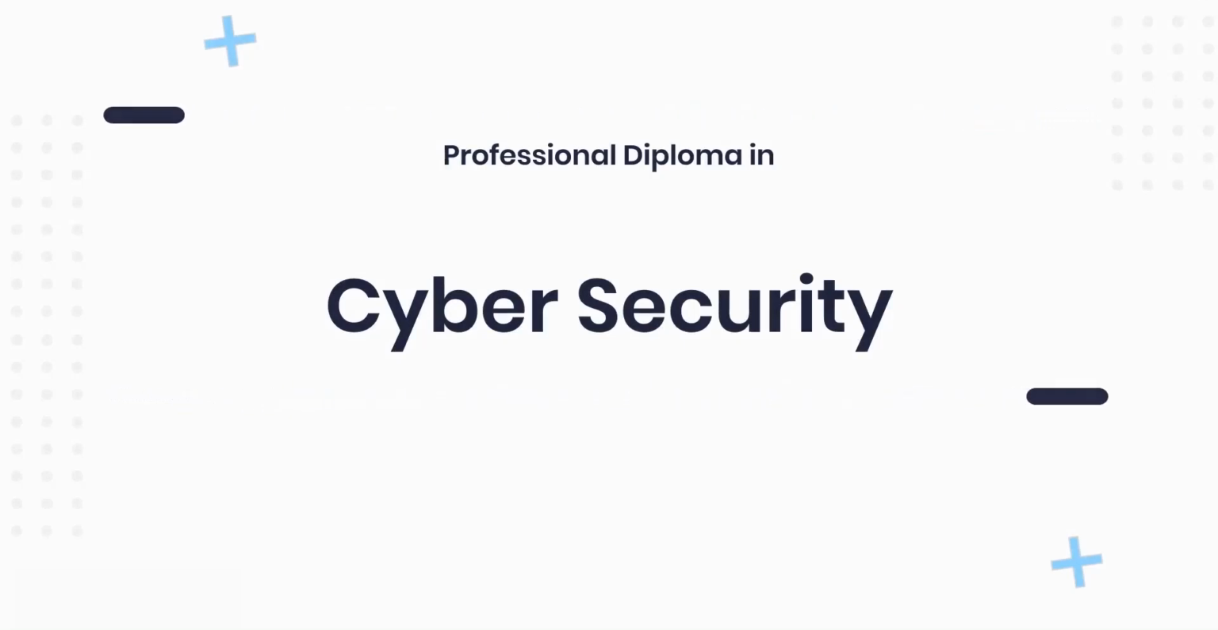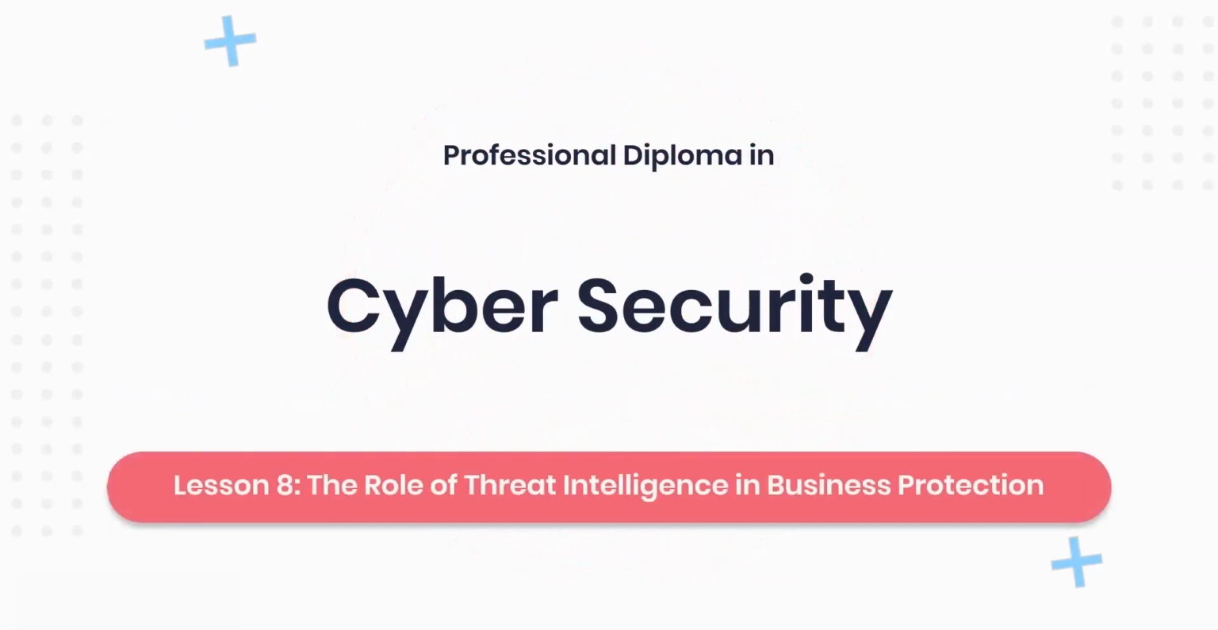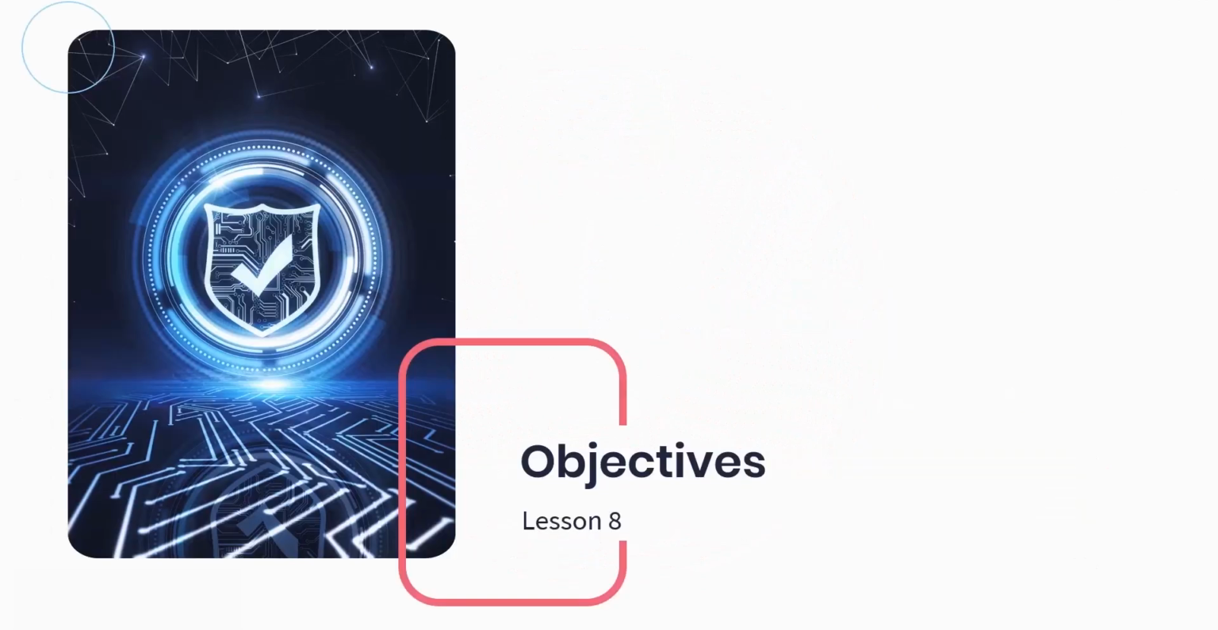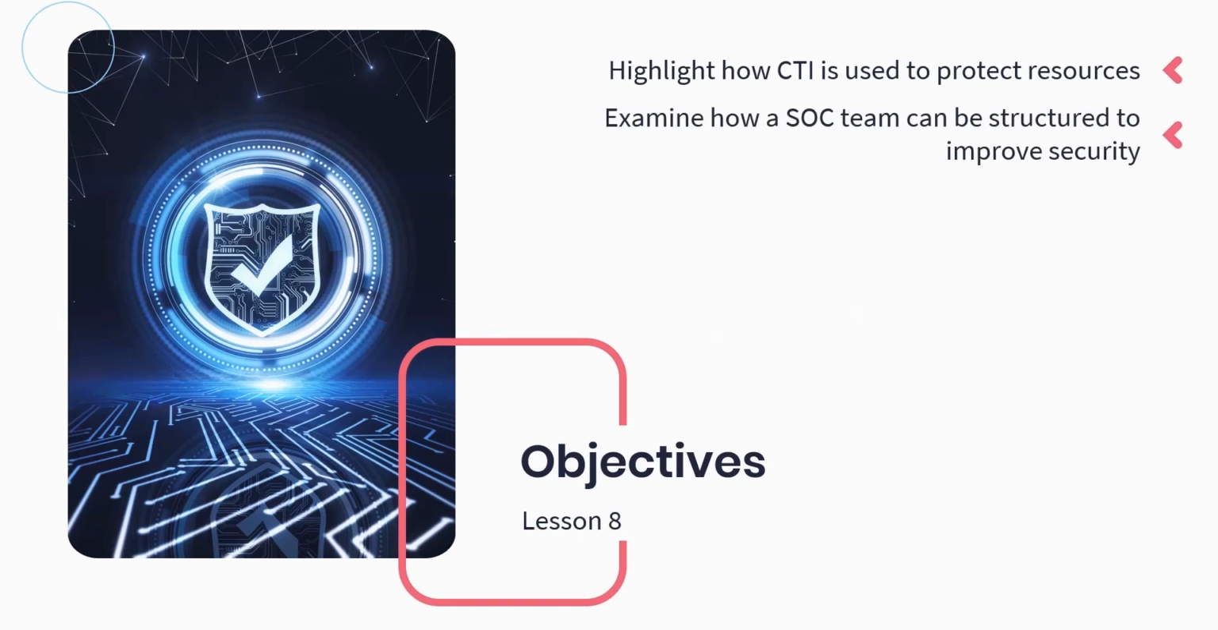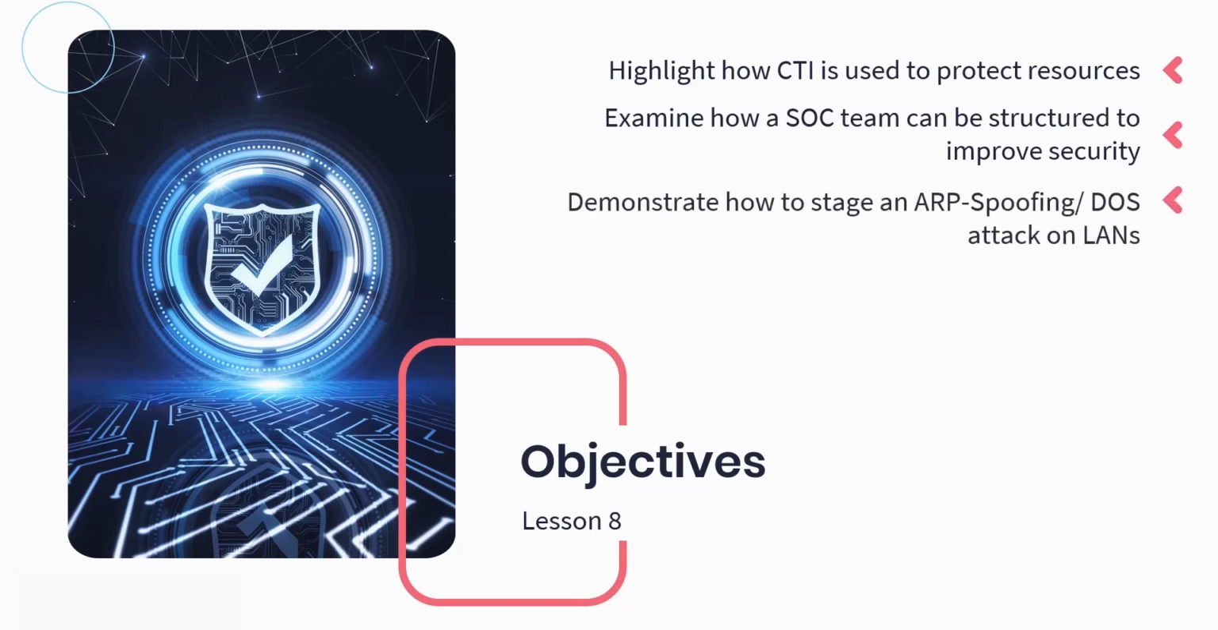Today is all about threat intelligence and how this can be used to protect businesses and internet users in general. Today's session will highlight how cyber threat intelligence is used within an enterprise to protect resources. We are going to examine how the SOC team can be structured to improve security. And lastly, a demo of staging an ARP spoofing DOS attack on a LAN.